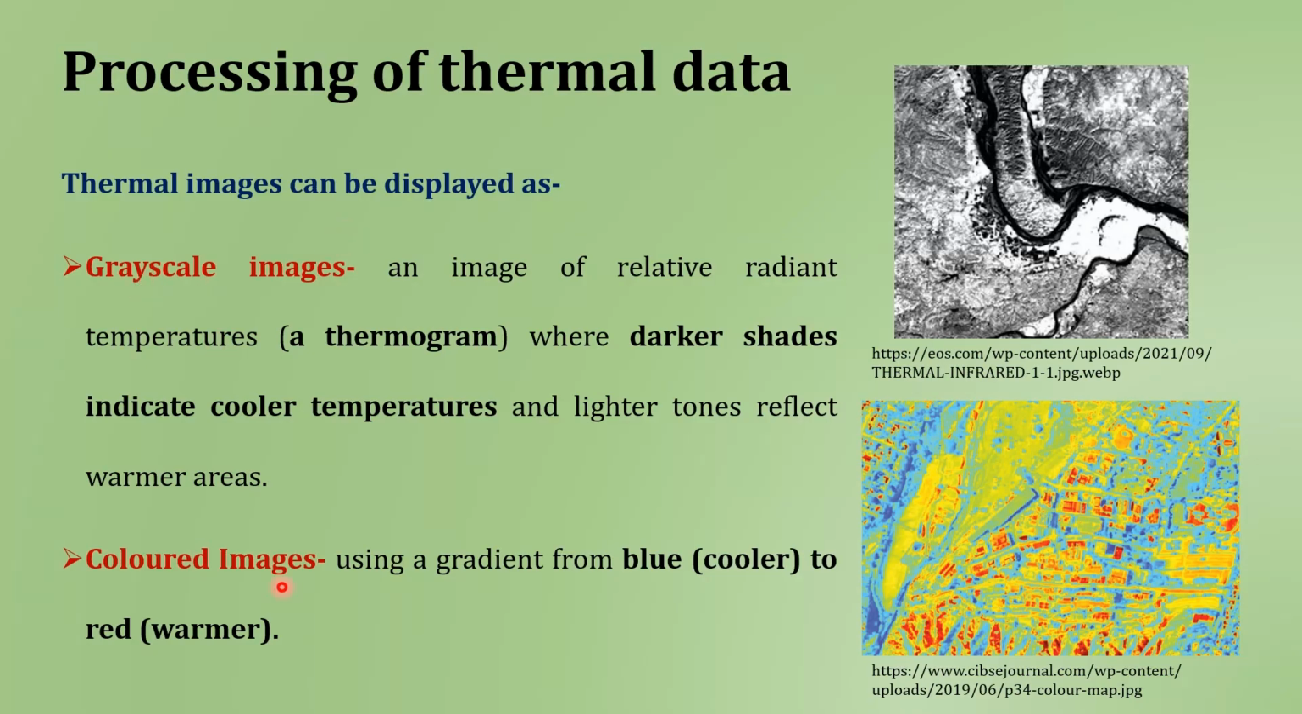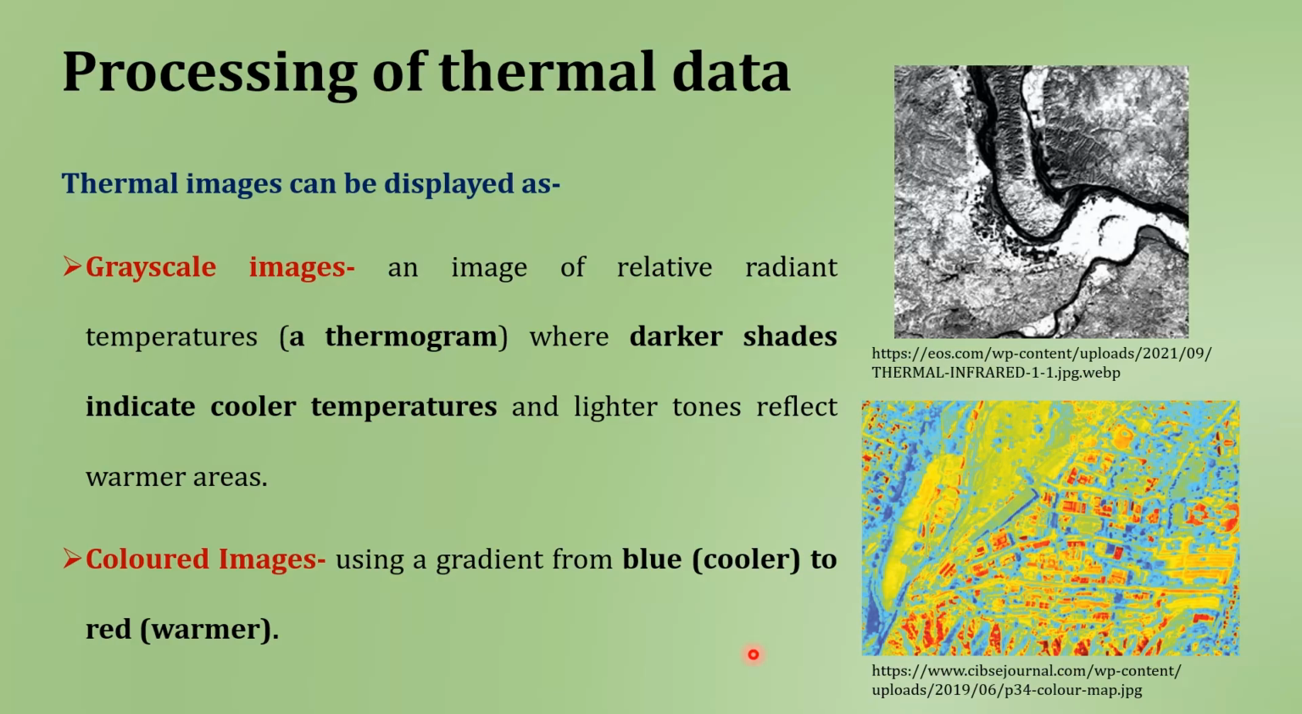So, a grayscale image is an image of relative radiant temperature and it is referred to as a thermogram, where the darker shades indicate the cooler temperatures, while the lighter tones reflect the warmer areas. While in the colored images, here we can use the gradient from blue to red, and the blue color indicates cooler areas while the red color indicates the warmer areas.